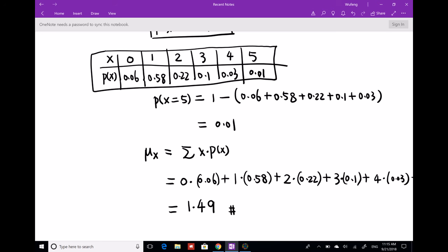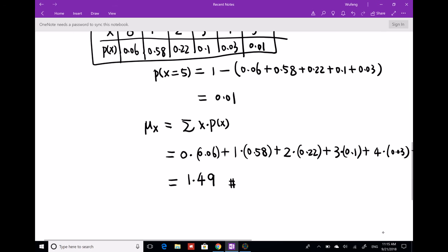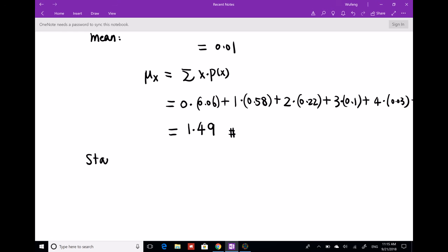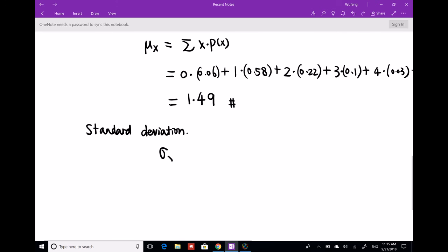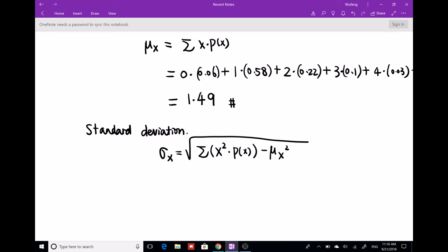Next, I would like to introduce how to find the standard deviation. This is the mean value of a random variable distribution, so how about the standard deviation? The standard deviation of a discrete random variable is sigma x equals the square root of the sum of x squared times p(x) minus mu x squared. So in order to find the standard deviation, first we need to find the mean value.